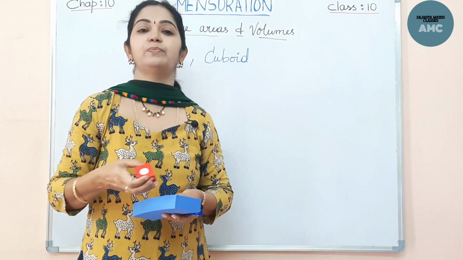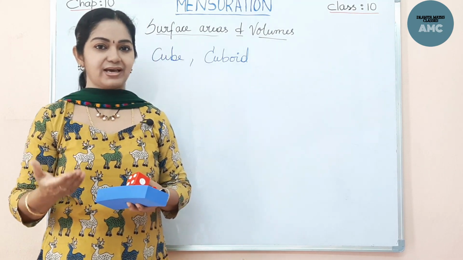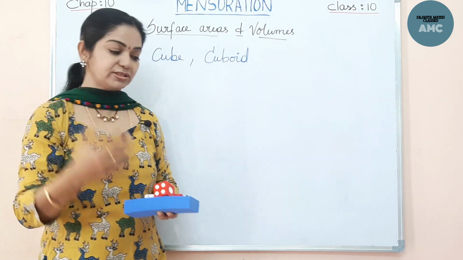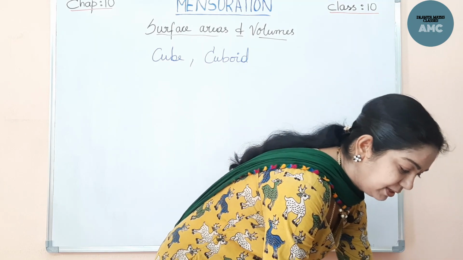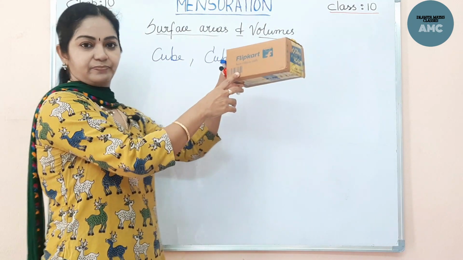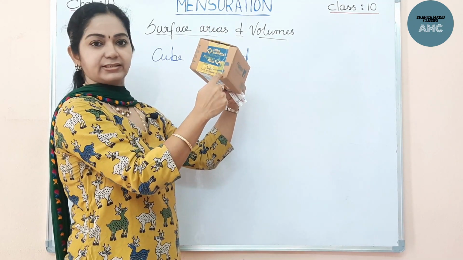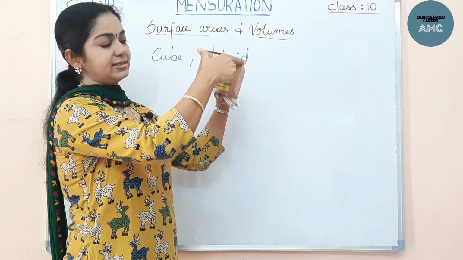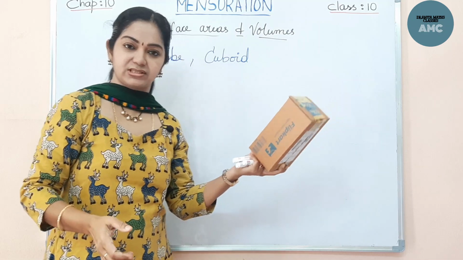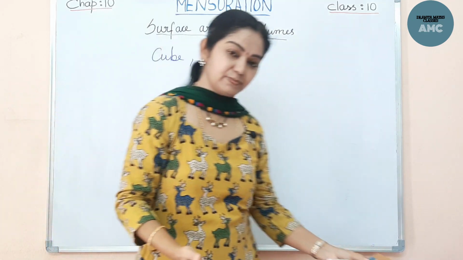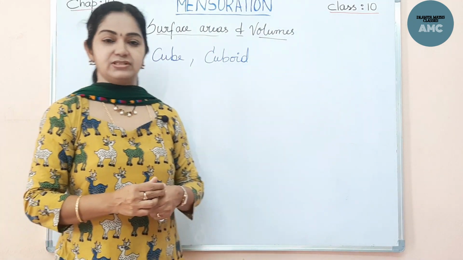An example of a cuboid you can give is most of your classrooms, which are in the shape of a cuboid. Your textbook is also in the shape of a cuboid. Also I'll show you one example. Now this is a packing box. This is in the shape of a cuboid. This is also not a square but a rectangle. See here the breadth is a little bit less than the length. So packing boxes, your classroom, your textbook are all in the shape of a cuboid. All this we have learned in our previous classes.